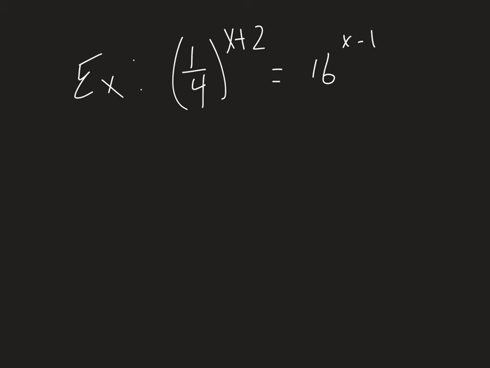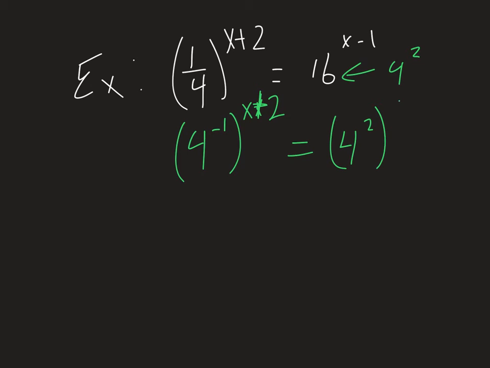Now here's where things get a little more interesting. I have 1/4 to the power of x plus 2 equal to 16 to the power of x minus 1. This is a little difficult, because I have to somehow make these bases the same. Instead of using 1/4, we can say this is 4 to the power of negative 1, to the power of x plus 2. And that's equal to, well, I can rewrite 16 as 4 squared, and then take that to the power of x minus 1.